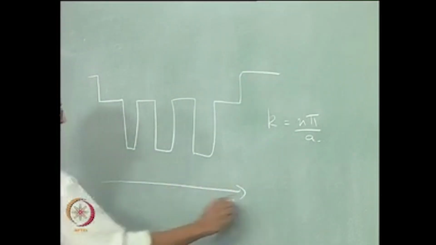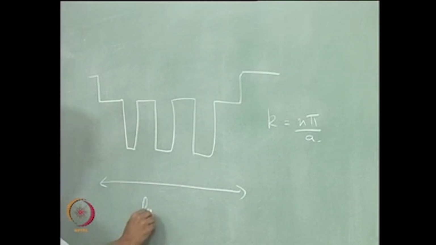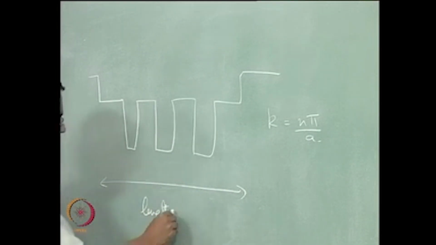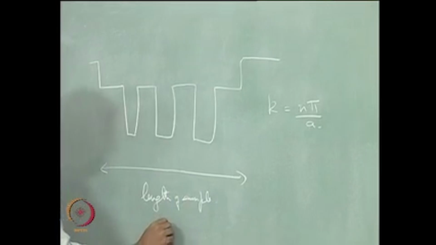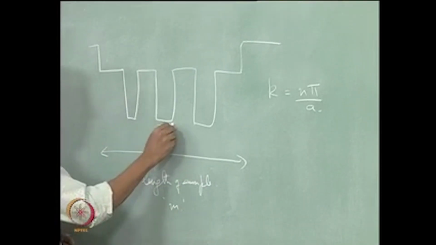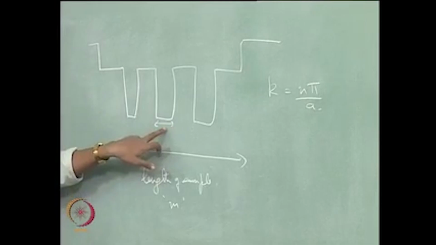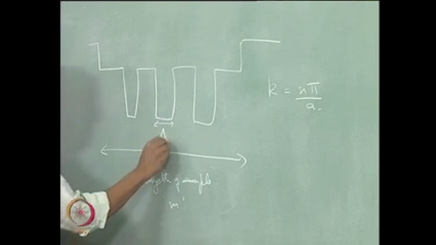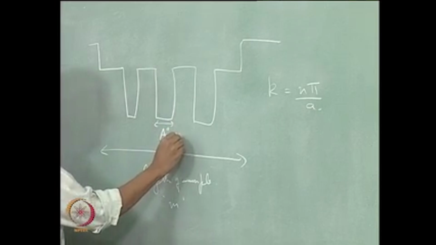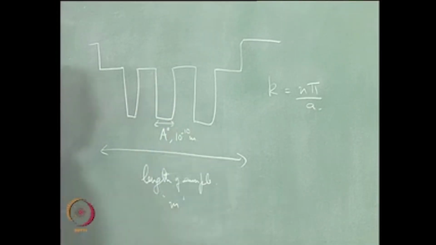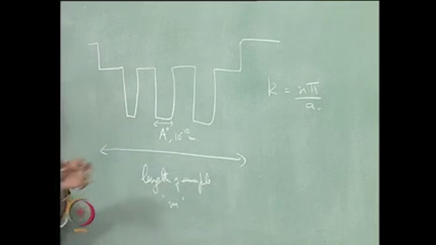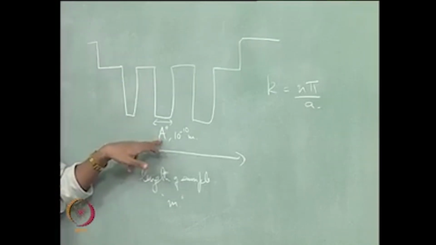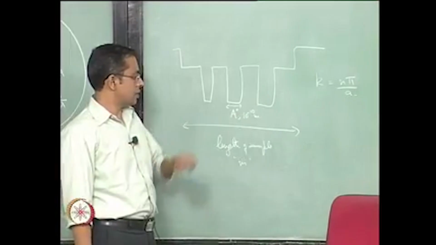This is the length of the sample. Let us just say it is one dimensional, so we will talk of the length of the sample, which could be of the order of meters. This is the width of that ionic core, which is of the order of angstroms or 10 power minus 10 meters. Now, information in reciprocal lattice is in angstrom inverse. So the scale is like that.